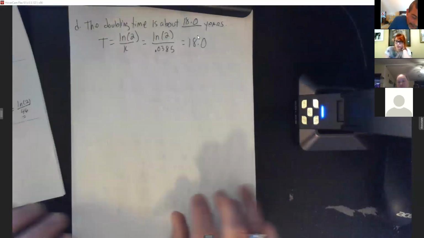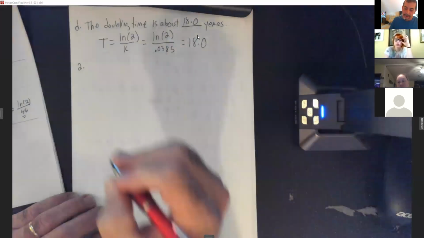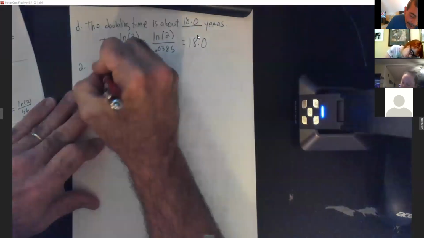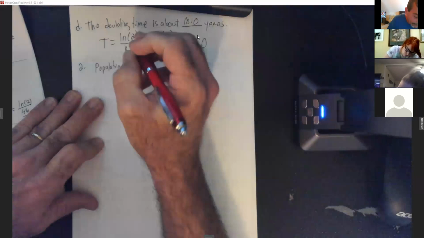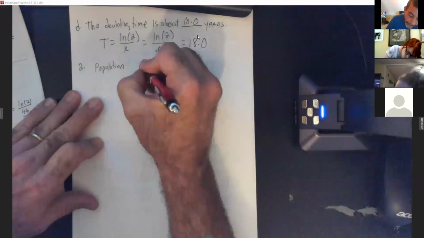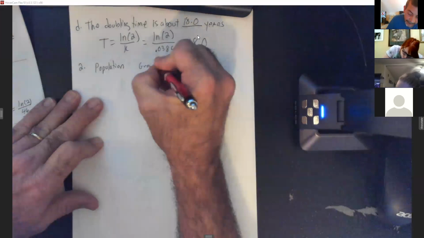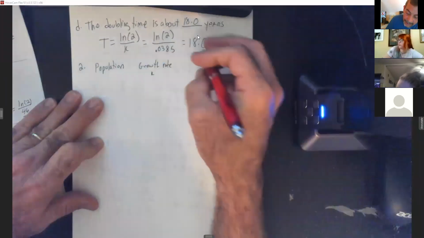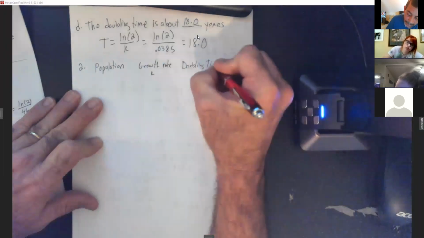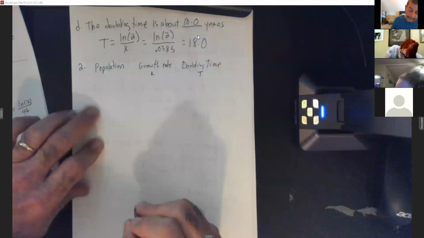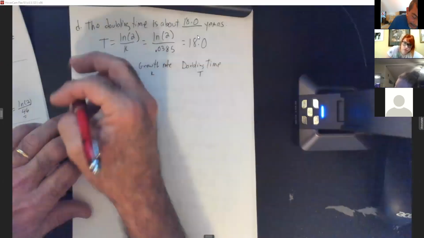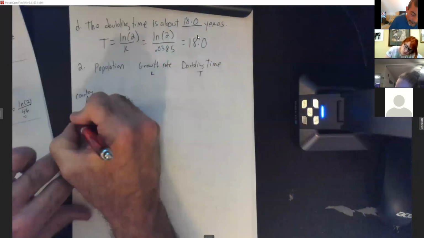Alrighty, so for number 2, they're giving us a little chart to fill out. So the first column will be population. Then you're going to have the growth rate, which will be our K, and the doubling time, which will be our T. So you got the 3 columns. Down here we got country A and country B.